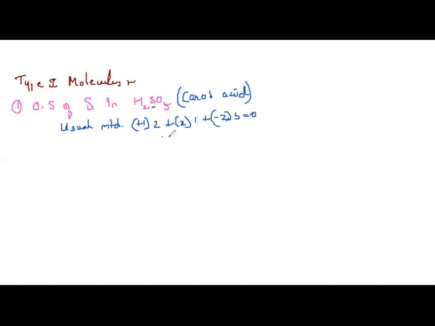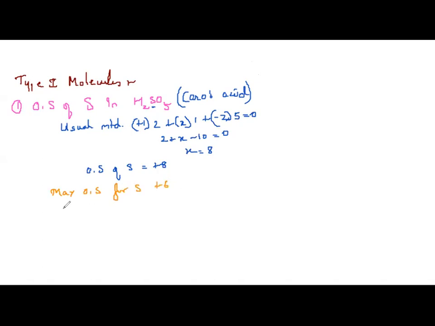So it is 2 plus X minus 10 equal to 0, and X will be equal to minus 8, which becomes plus 8. So the oxidation state of sulfur in Caro's acid by the usual method is plus 8. But this cannot be true, because the maximum oxidation state for sulfur is plus 6.